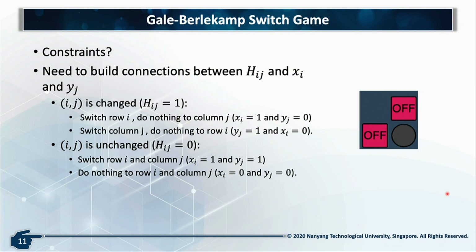How can we encode this relationship using the mathematical form? Very good. Using this Hij equals to the absolute value of the difference between xi and yj. Right? This specific function tells us as long as xi and yj take the same value, this Hij will be 0, which means the status will not change. Otherwise, this Hij will be 1, which means you have changed the status of the light in this cell. Okay?